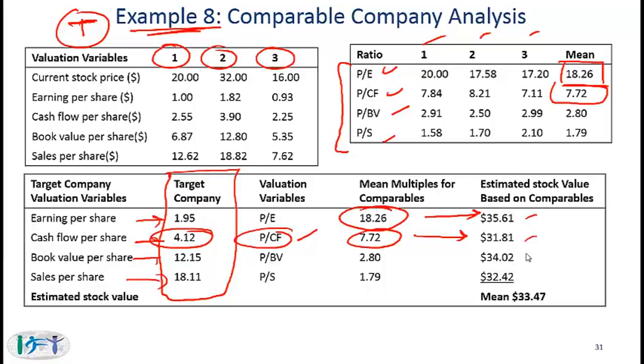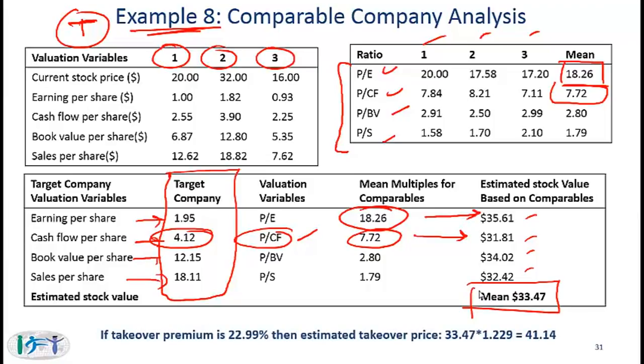You have 4 different numbers. Which one to use? If you don't feel particularly strongly about any of these, then you just take the average. Are we done? Not quite. We still need to apply the premium.